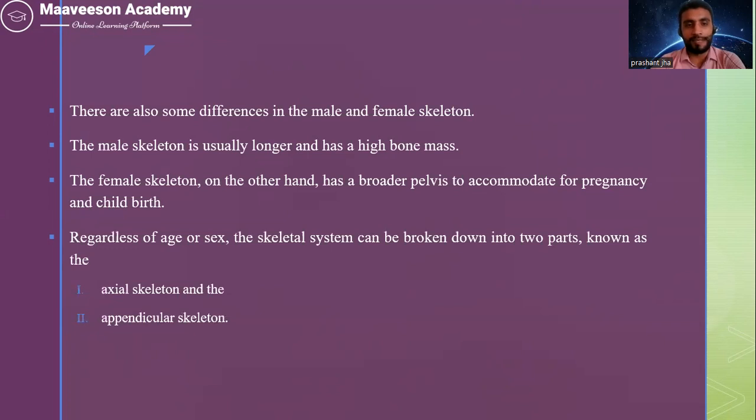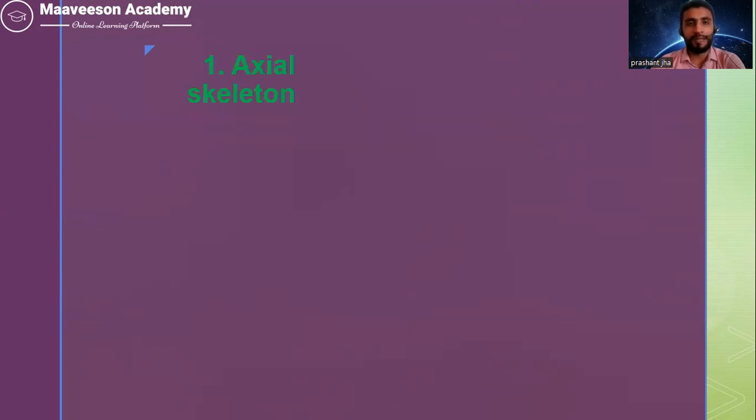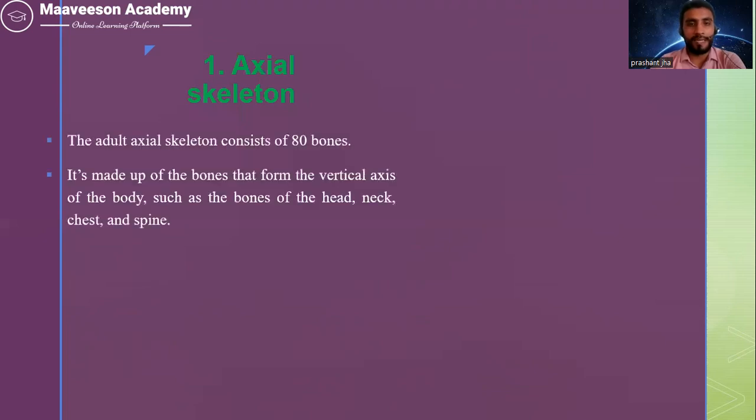Basically, there are two classifications of the human skeleton. First is called axial and second is called appendicular skeleton. So we'll discuss one by one. First is the axial skeleton. The adult axial skeleton consists of 80 bones. It's made up of the bones that form the vertical axis of the body, such as bones of the head, neck, chest, and spine.